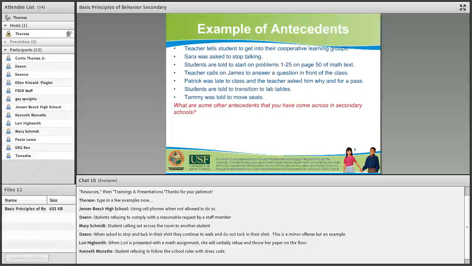Okay, so let's start with some examples of antecedents. Again, this goes back to some things going on with disruption.